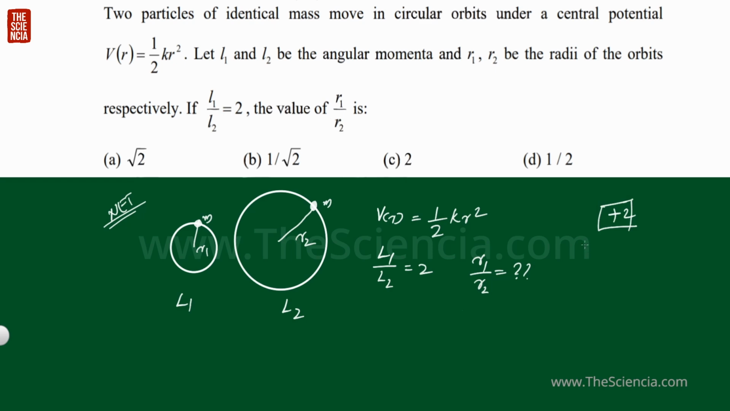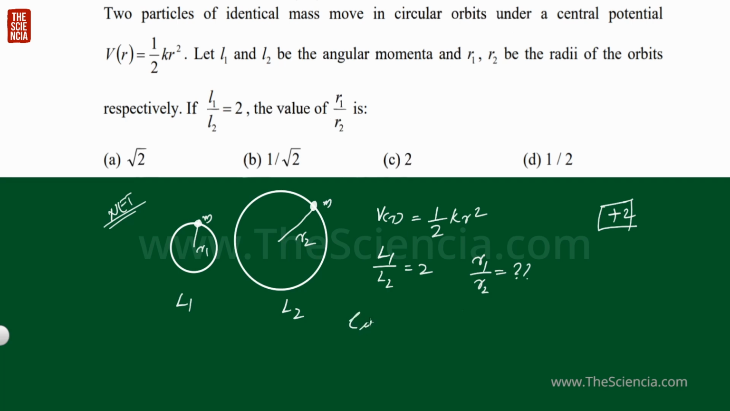Okay, here you leave about this orbit and all. See, in the question it is given the identical masses move in a circular orbit. Here this word, the circular orbits and all are making some confusions because you think about planetary motion and the planetary orbits and all. So you just think one thing only, that it is a circular motion, and we know all about circular motion in +2 physics itself.